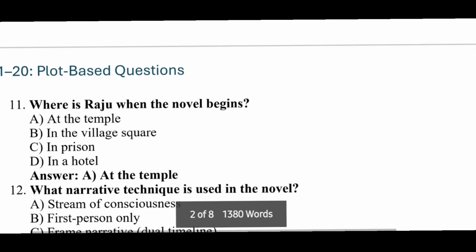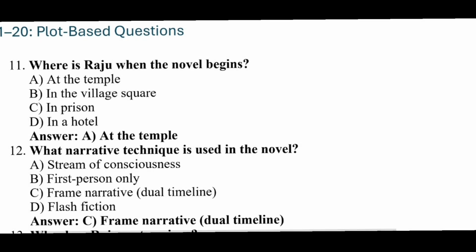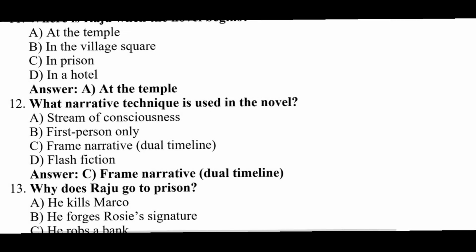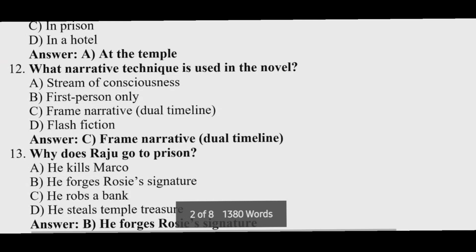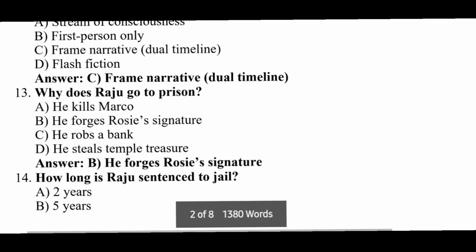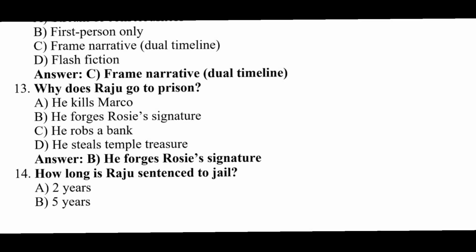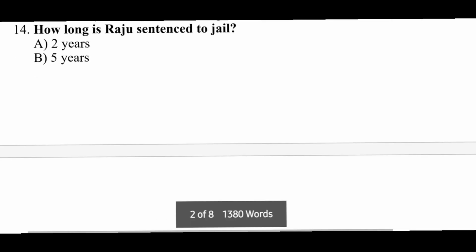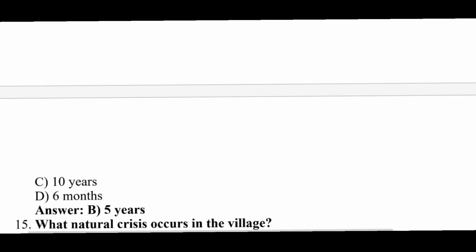What narrative technique is used in the novel? It is a frame narrative, dual timeline. Why does Raju go to prison? Because he forges Rosie's signature. How long is Raju sentenced to jail? It is for 5 years.